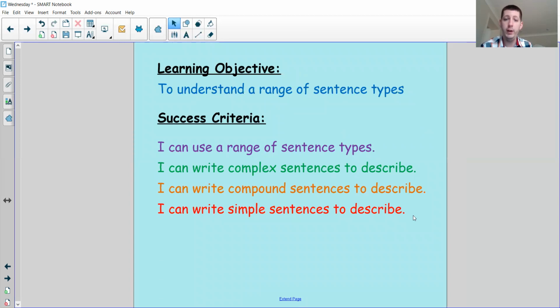So to be successful, we're going to see if we can write simple sentences. We're going to see if we can write compound sentences. We're going to see if we can write complex sentences. And then if you can do all three of those, we're going to see if we can vary it to use a range of sentence types. So not just focusing on writing one really well, but writing a range of different sentence types. And we're focusing on description the whole time.